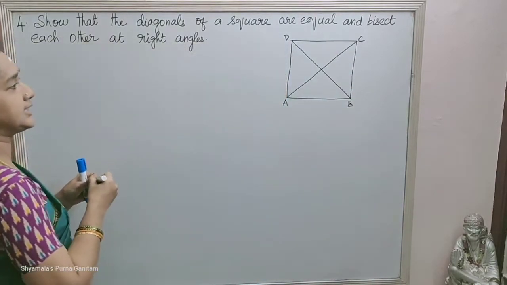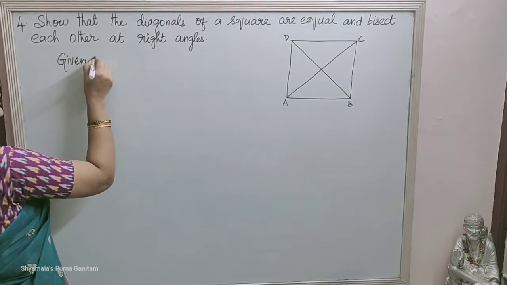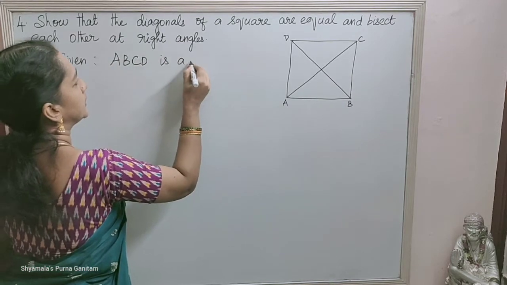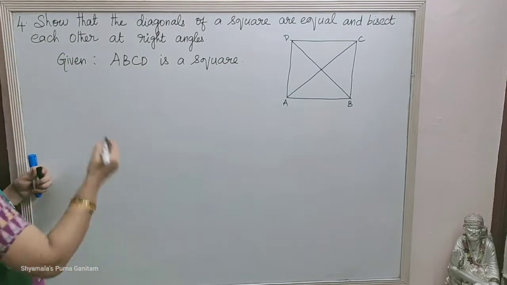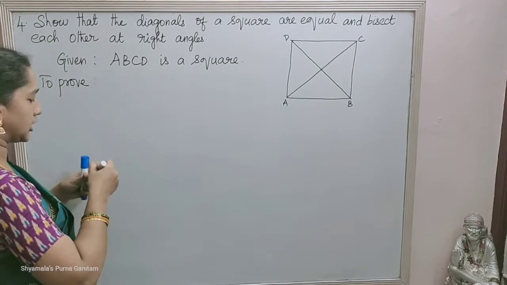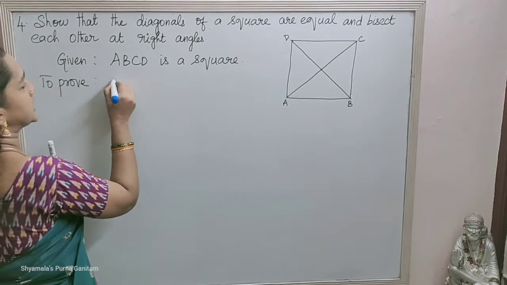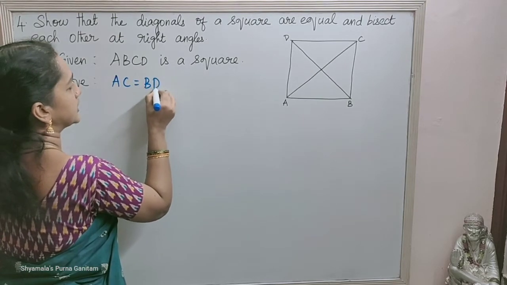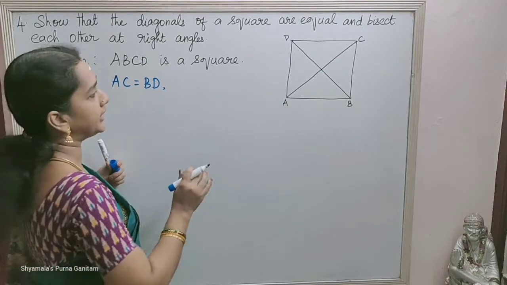Okay, so ABCD is a square that is given in the question. Given: ABCD is a square. To prove, first, the diagonals are equal, that is, AC is equal to BD. First thing, you have to prove the diagonals are equal.